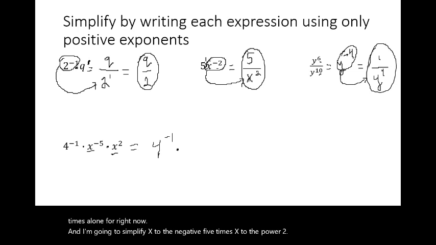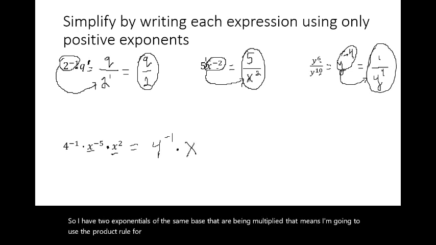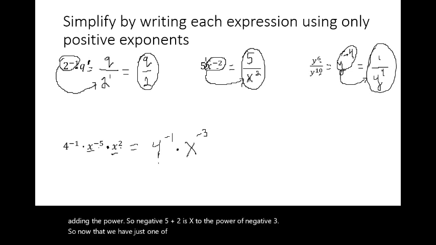So I have two exponentials of the same base that are being multiplied. That means I'm going to use the product rule for exponents. Product rule for exponents says that you can simplify by adding the powers. So negative 5 plus 2 is x to the power of negative 3. So now that we have just one of every base, we have this base of 4, this base of x. We can't actually combine these any further because their bases are not the same.